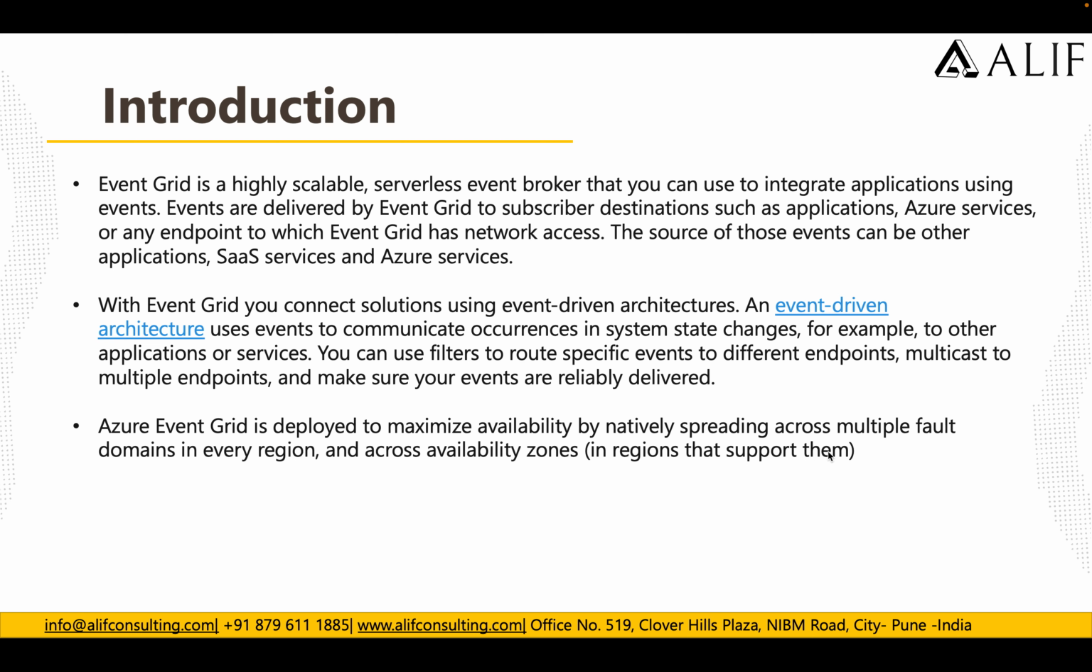An event-driven architecture uses events to communicate system state changes, for example, to other applications or services. You can use filters to route specific events to different endpoints, multicast to multiple endpoints, and make sure your events are reliably delivered. Event Grid is deployed for maximum availability by natively spreading across multiple fault domains in every region and across availability zones.